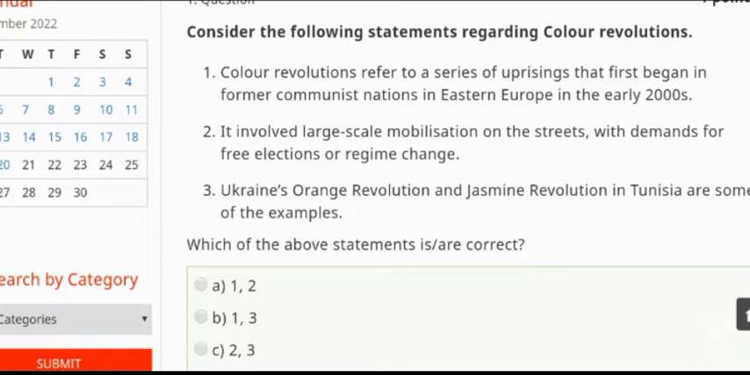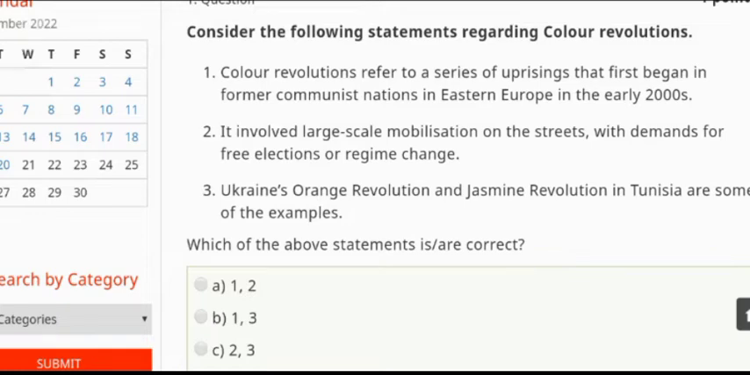So this question you can only get when you know about color revolutions or such revolutions. It is true that these were first noticed in Eastern Europe and then they got transmitted to Arab nations as well as African nations. You may have heard of something like the Arab Spring. That started from the Jasmine Revolution. So this is true, the first option.